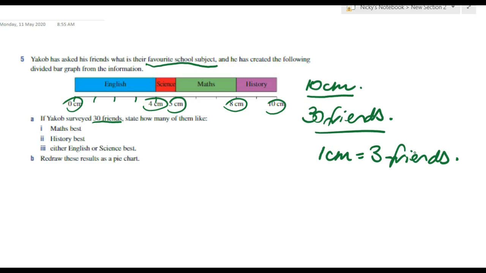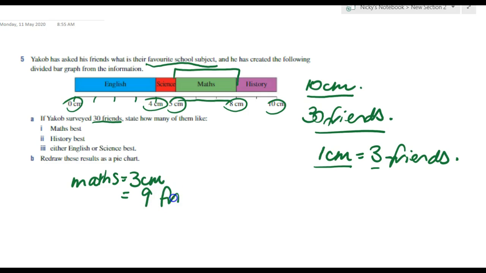So the first question is asking who likes maths the best. I'm going to say that the maths section is 1, 2, 3 centimetres. I'm just going to do it down here. Maths equals 3 centimetres. And because 1 centimetre equals 3 friends, then that equals 9 friends. So it's in proportion, I guess, you would suggest.